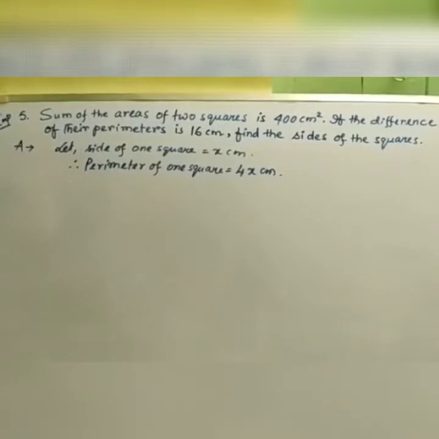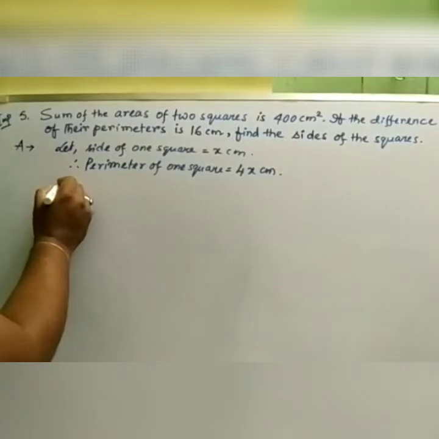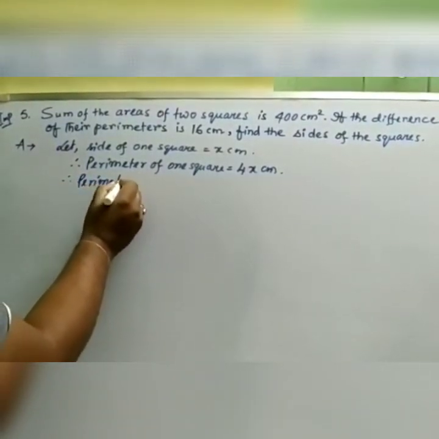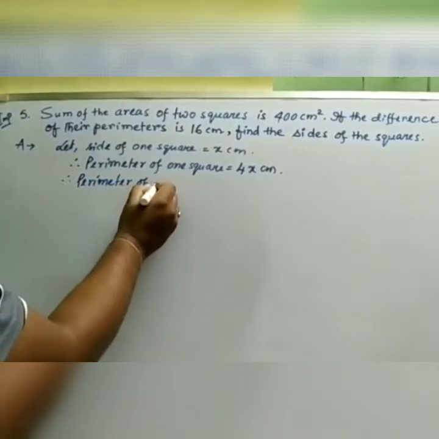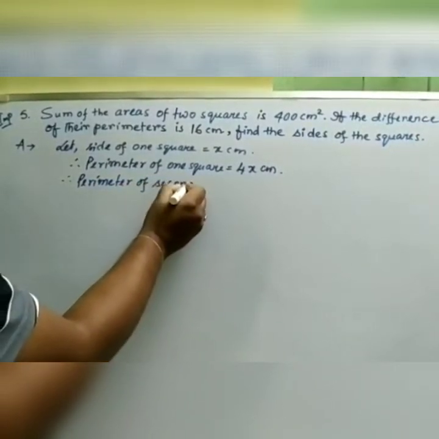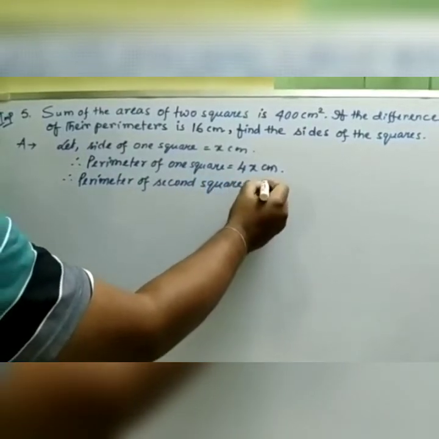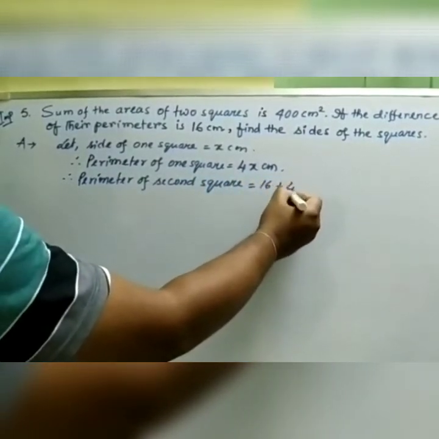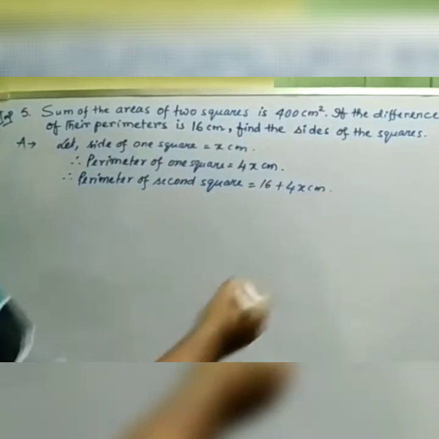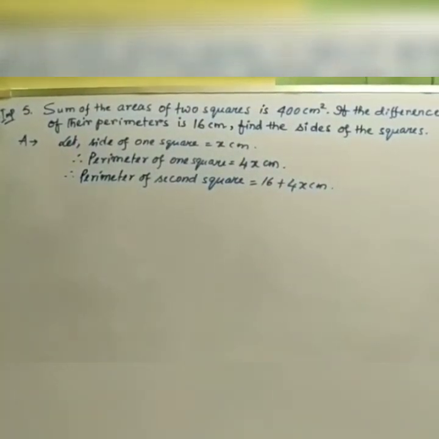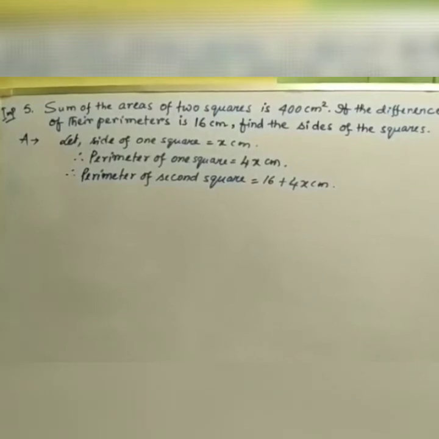As the perimeter of one square is 4x, therefore the perimeter of the second square is 16 plus 4x centimeter. Okay, so we got the two perimeters. Now we have the perimeter of the second square.